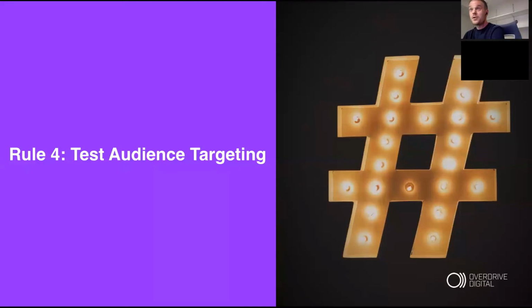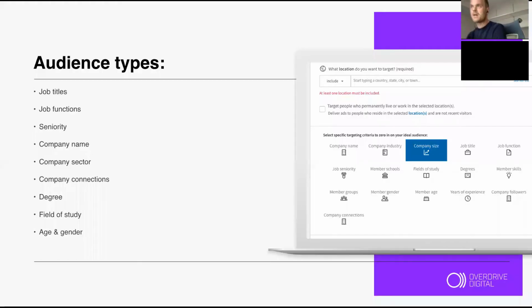So rule 4, test your audiences, but again, LinkedIn doesn't make it the easiest thing to do. Just to run through the types of targeting, there's lots of options. Easily one of the most powerful parts of LinkedIn is the targeting. Job titles, job functions, seniority, company sector, all these types of things are available for targeting. You can layer one on top of the other. You can use exclusions. It's all there to play with.